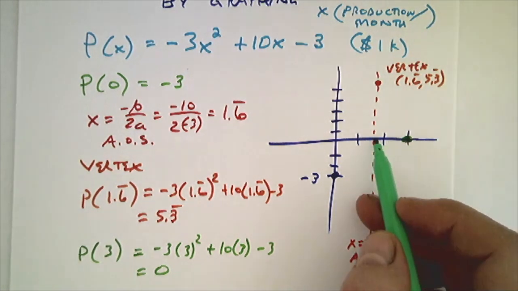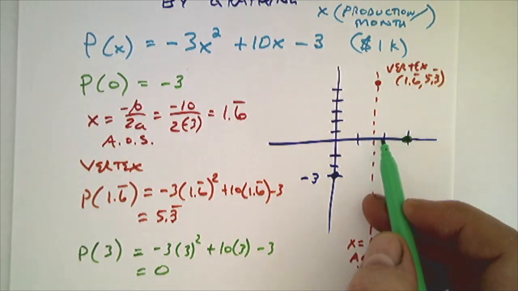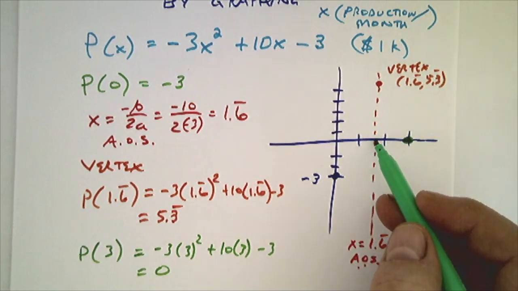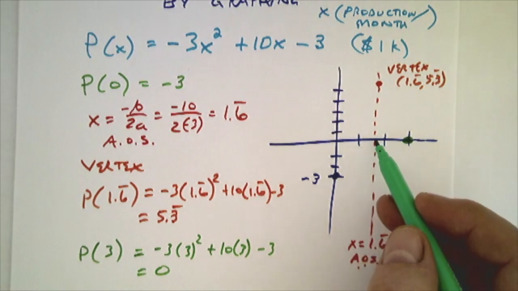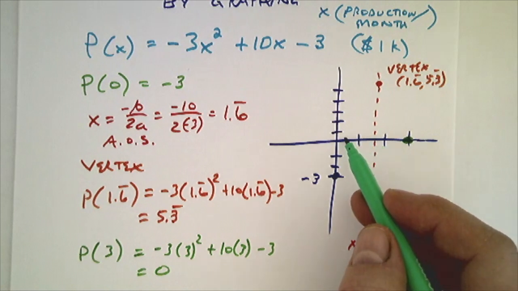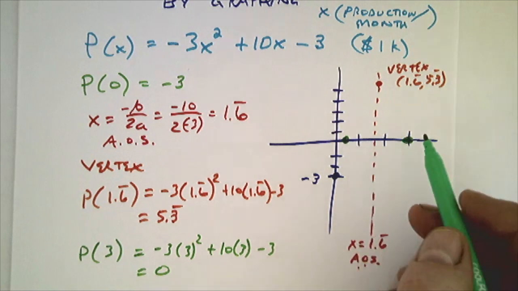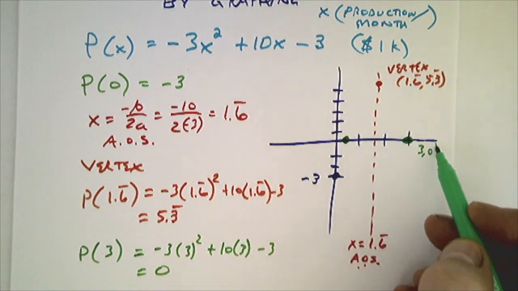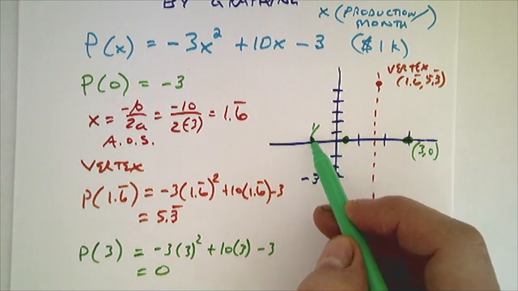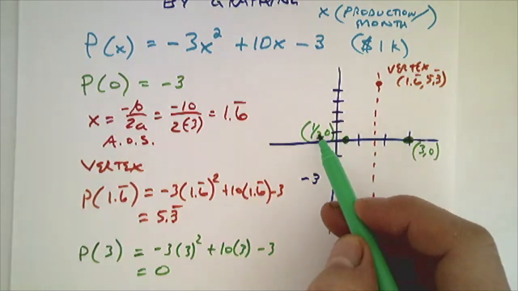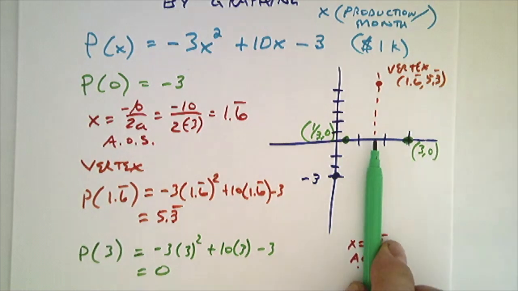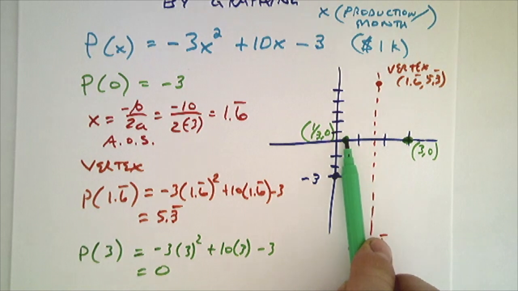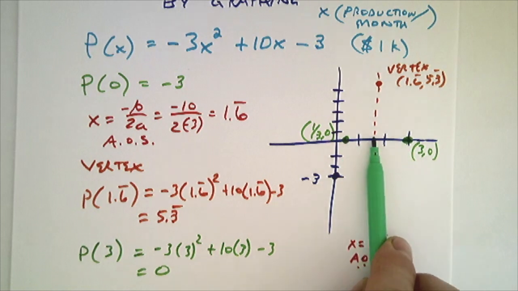And how far away is it from here? That would be 1 1/3. So we go 1 1/3 here. 1 1/3 would also be 1/3. So this is 3, 0. This would be 1/3, 0. These are the two zeros of the function. I found this by the fact that this is an axis of symmetry. Go the same distance to here as from here to here. So this distance is equal to this distance.